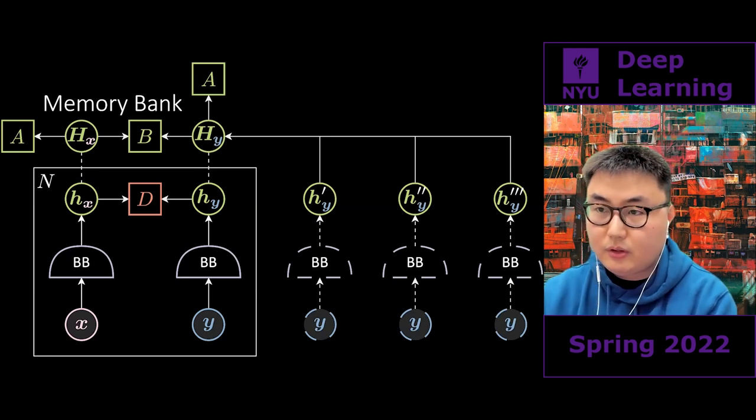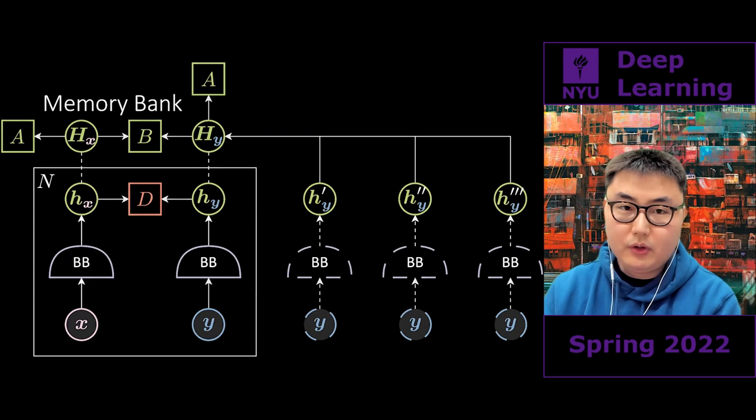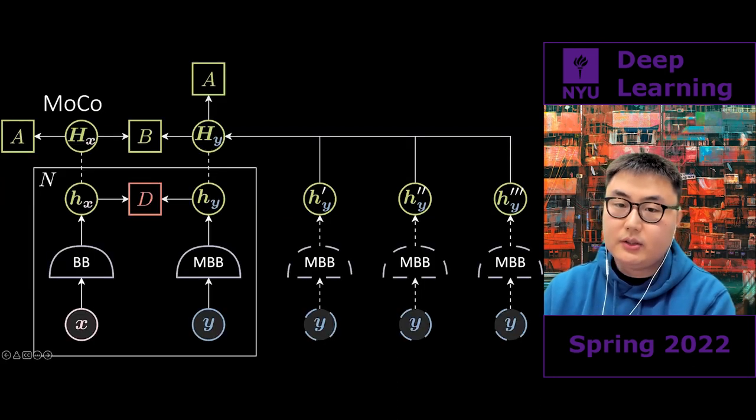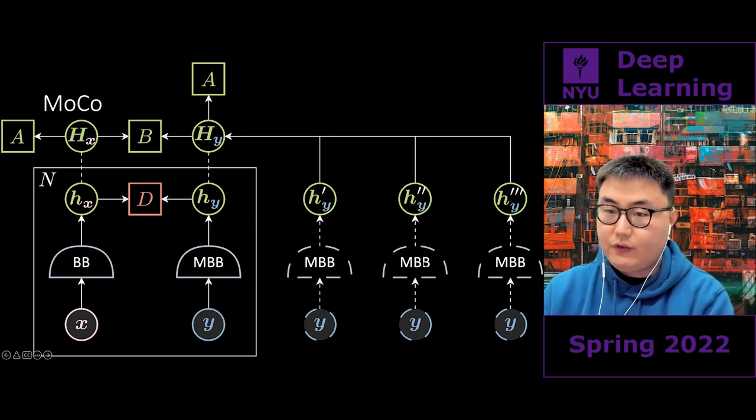So MoCo actually means momentum contrast. They use something called a momentum backbone. The idea is you slow down the training of this backbone, so you make it update much slower. In that case, the difference between the old momentum backbone and the new momentum backbone is not that large. So it means those negative samples are still valid, even after you have trained for a while.